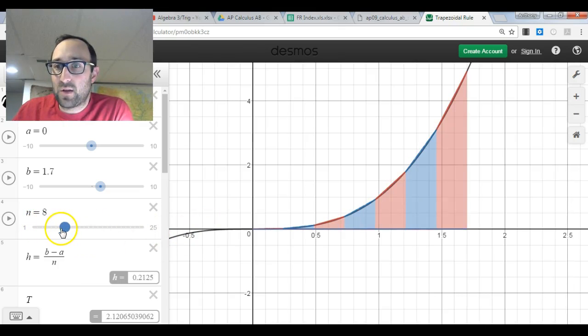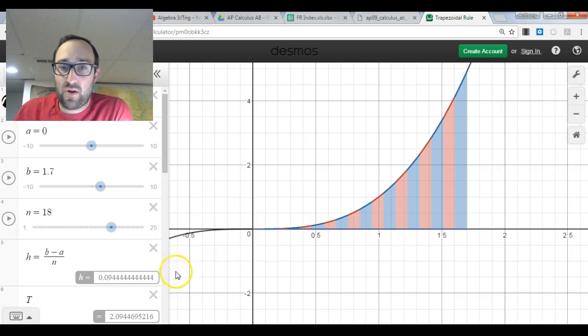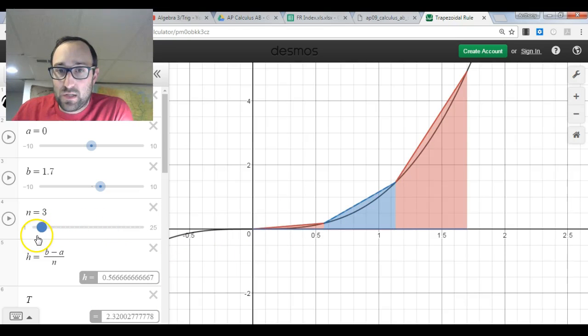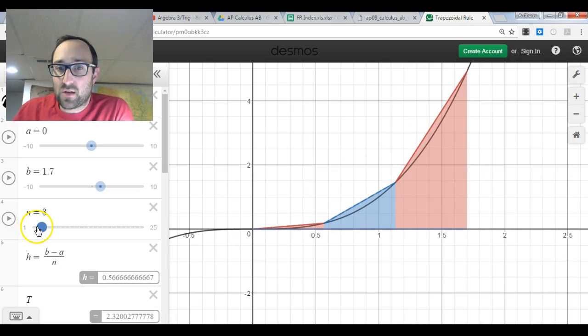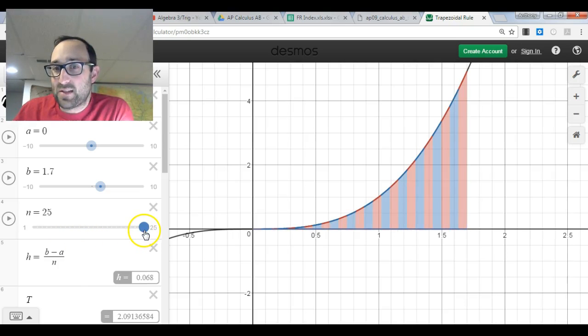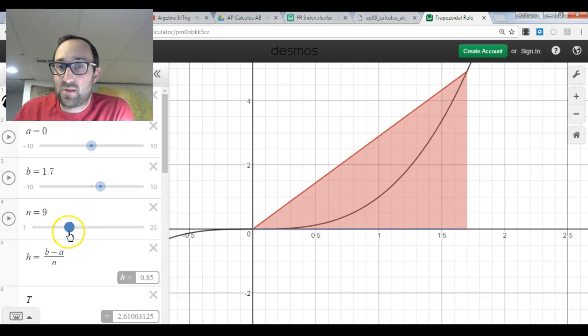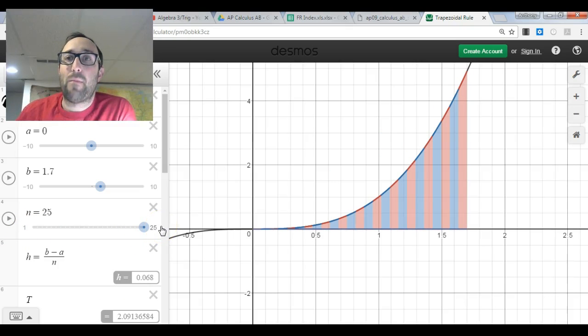But as I start to increase n, look what happens. The number of trapezoids increases, and they get closer and closer to the exact answer. Down here, n equals 1 gives a total area of 4.1, pretty high. As I go this way, it goes down to 2.3, 2.1, 2.12, 2.10, 2.09, all the way up to 25, and it gives 2.09. I'm not saying that's exact, but it's probably a lot closer than 4.1. So the more trapezoids you have, the better it's going to be.